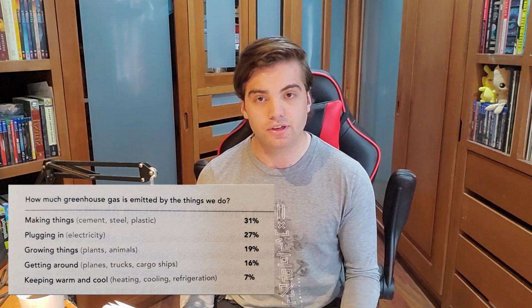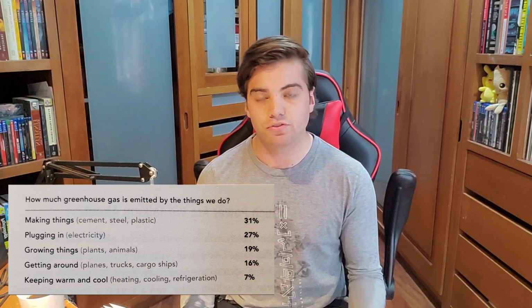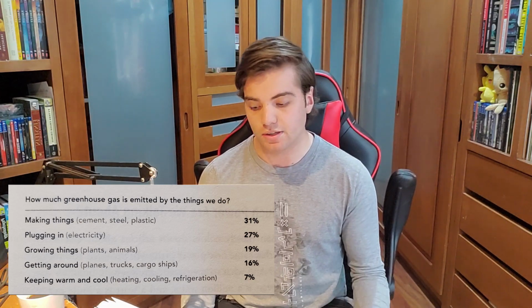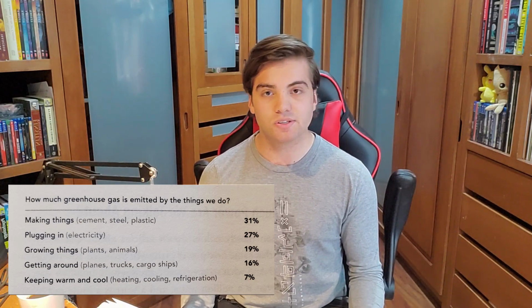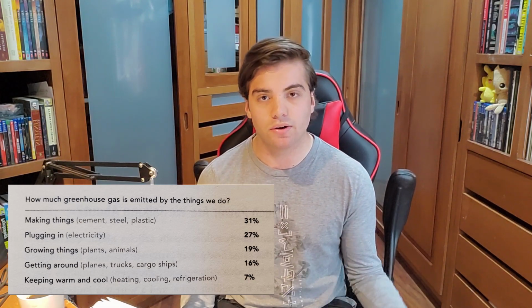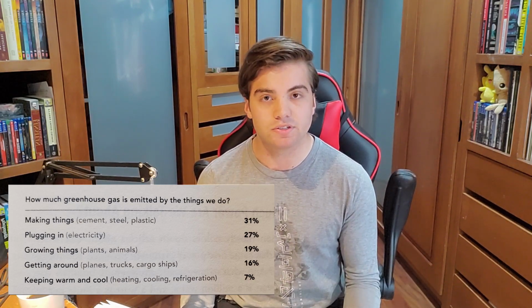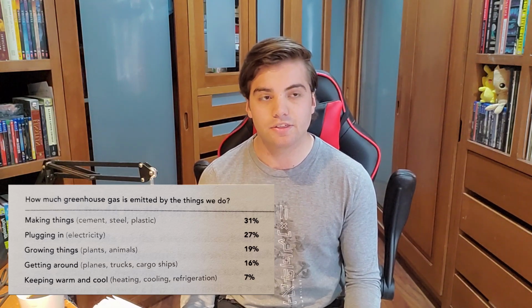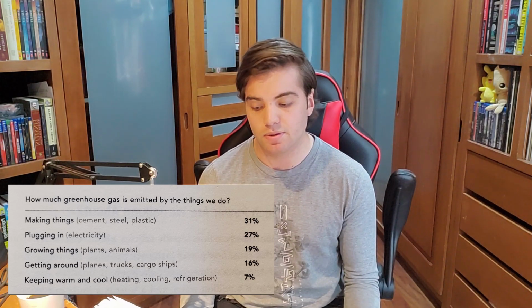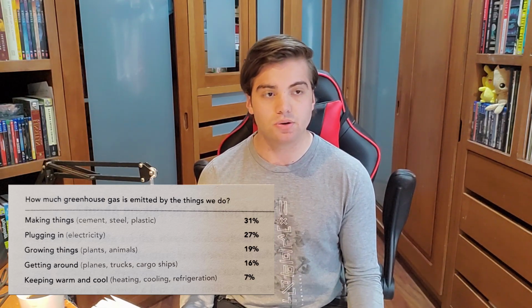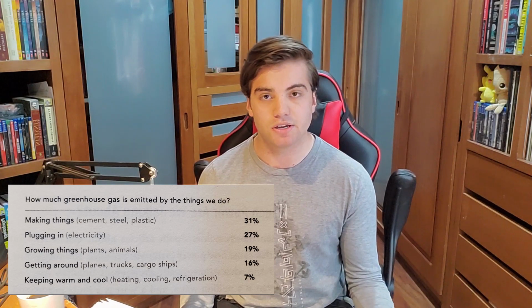We also grow things: plants, animals, our food, our cattle, the animals we eat, the food we grow. Then there's getting around, basically all the methods of transportation, for example cars and trains; everything releases greenhouse gases. And the final one, which I think not many people consider, is keeping warm and cool, which is the air conditioning and the heating we use. So that also contributes a lot to climate change.